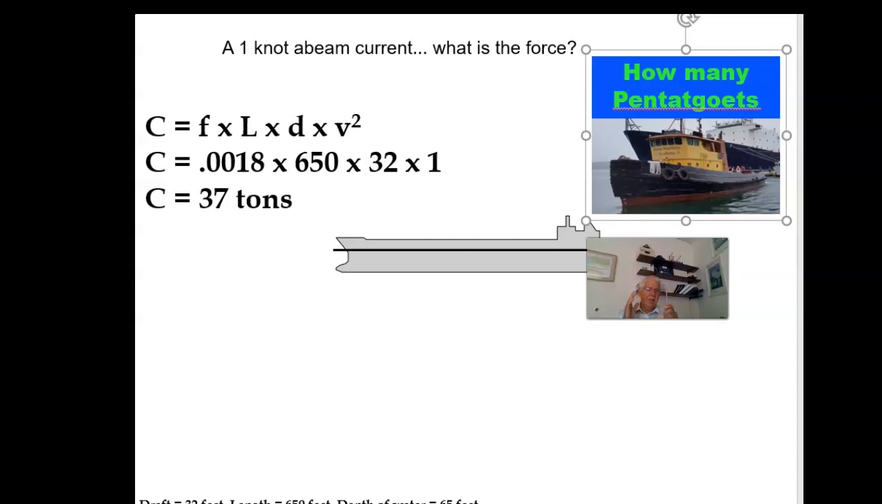And the question, or the thought that should have come to your head, if we're talking about 37 tons of force striking this vessel on the port side caused by what's happening here underwater, is how many Pentagoets is that? It's 2 Pentagoets, give or take, right? You need to have 2 Pentagoets just for a 1 knot current.